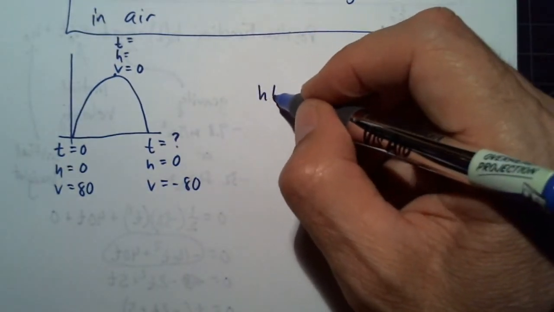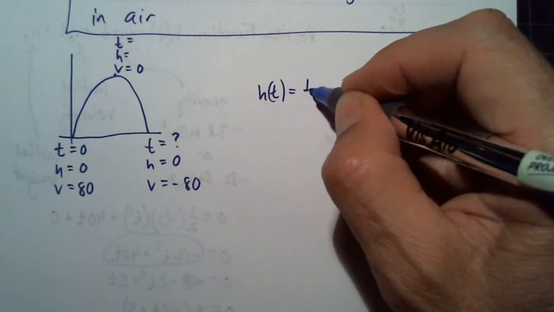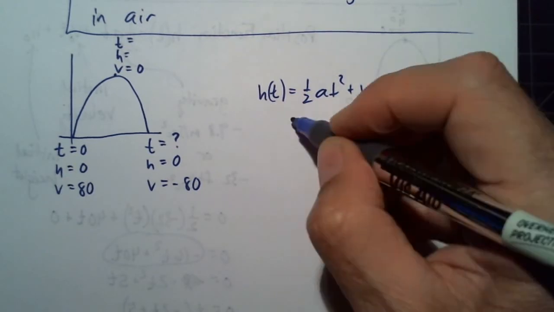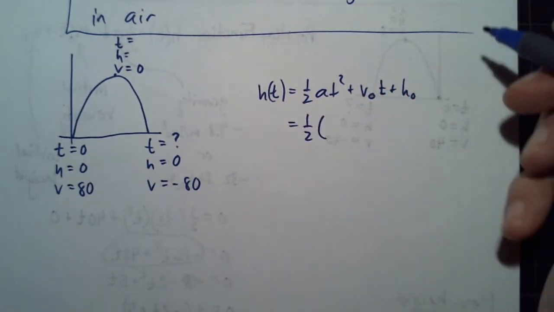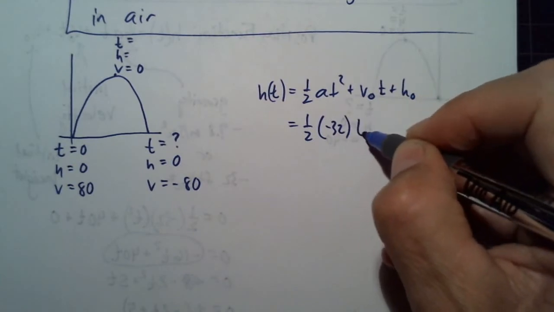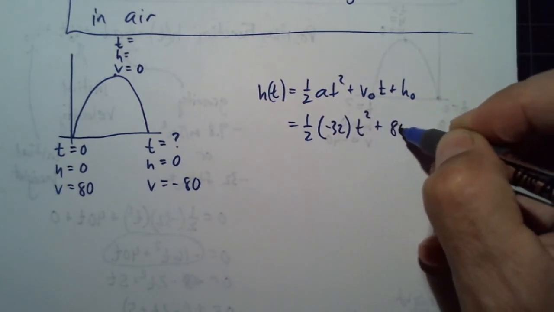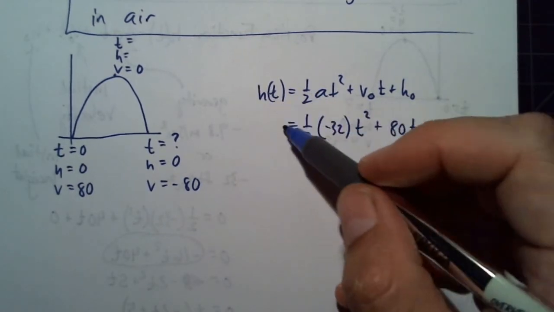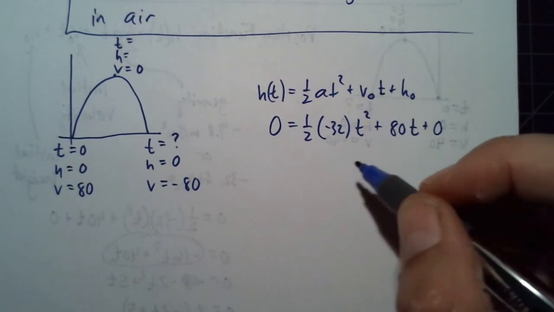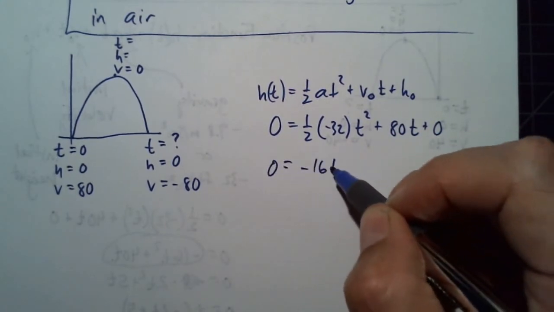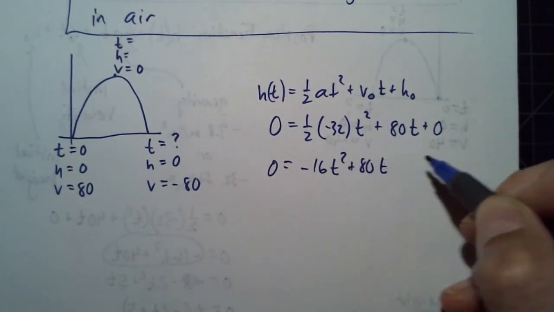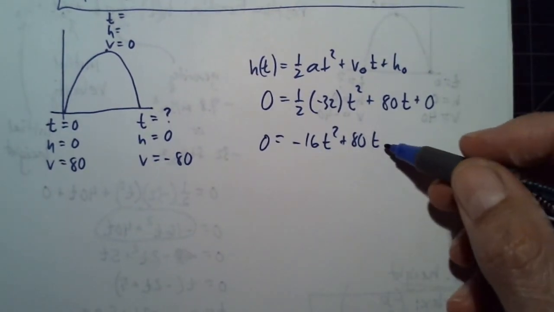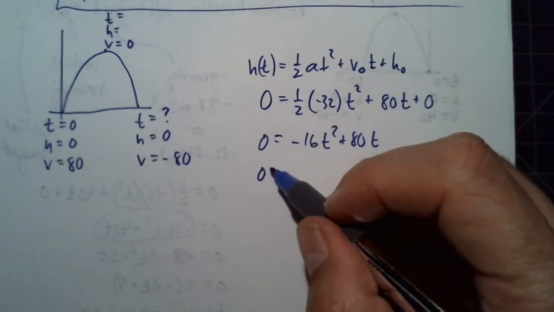And let's use the formula: 1/2 at squared plus v naught t plus h naught. 1/2, we're dealing in feet, so we'll have negative 32 t squared. Initial velocity is 80. Initial height is 0. We want to know when the height is 0. Find time when the height is 0. Negative 16 t squared plus 80t. And if we weren't able to factor, then we would use the quadratic formula. Let's divide by 16.